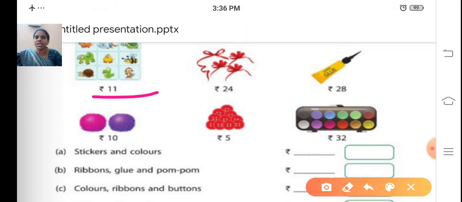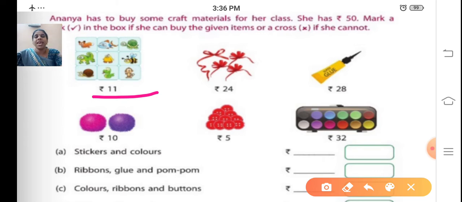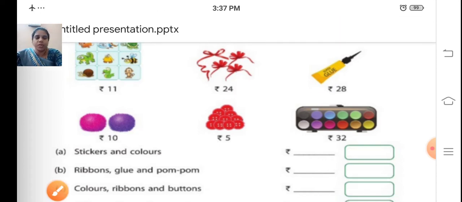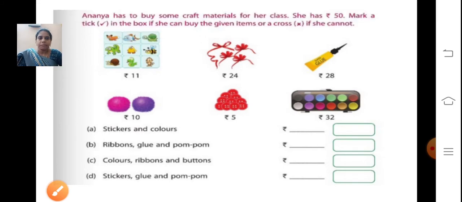So stickers, how many rupees? 11 rupees. And ribbons, 24 rupees. Pom-pom. This is pom-pom, I think. Pom-poms, how much is that? 10 rupees. And glue, how much is that glue? It is 28 rupees. Then what else can you see?